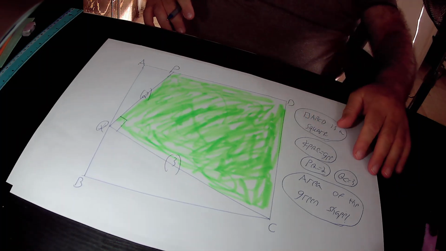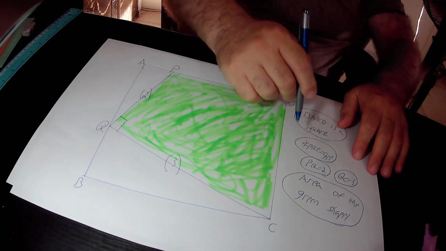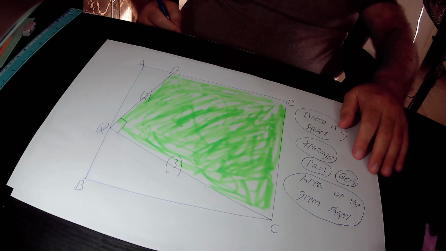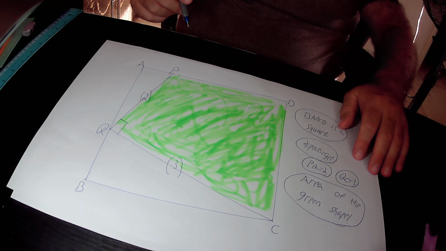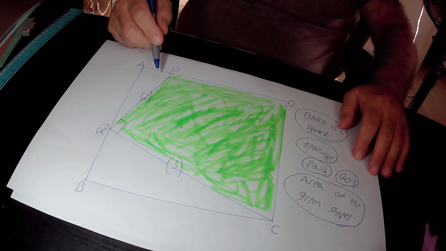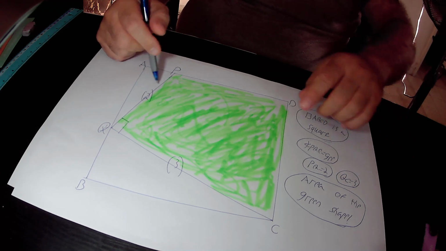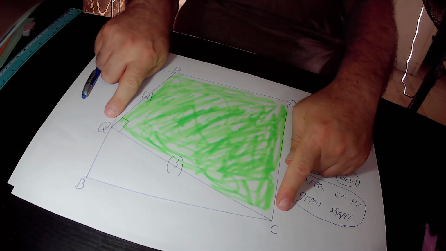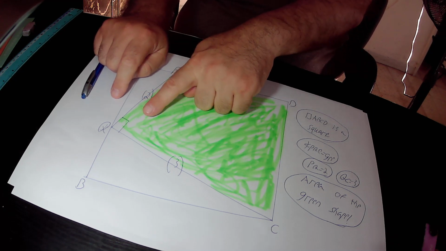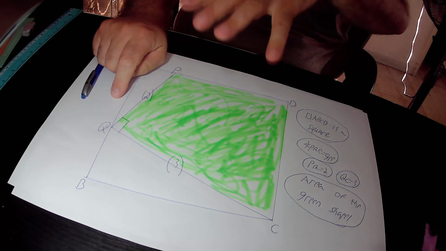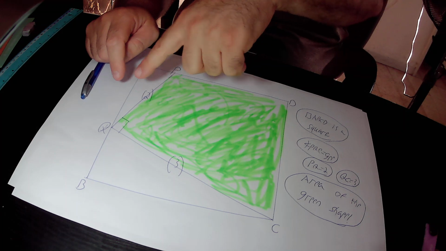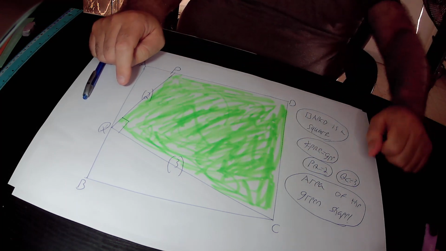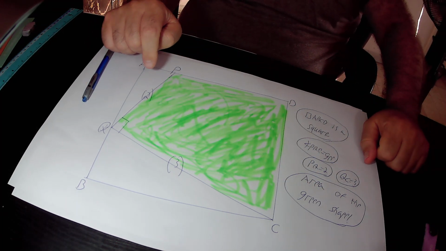In the drawing we have square ABCD. You know that line segment PQ equals 2 units in length, line segment CQ equals 3 units in length. This is angle PQC, that is a right angle. Again, our mission is to find out the area of this green shape that is actually quadrilateral PQCD.